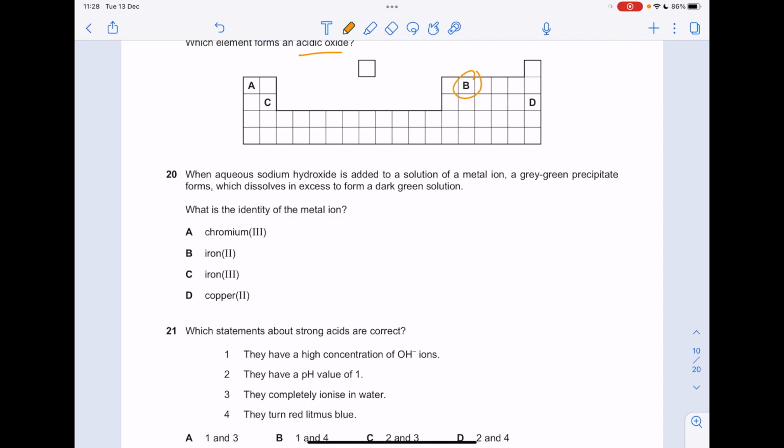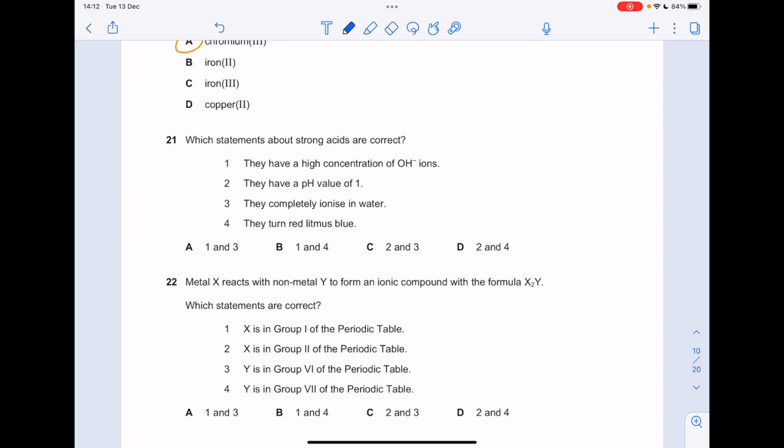When aqueous sodium hydroxide is added to a solution of a metal ion, a grey-green precipitate forms which dissolves in excess to form a dark green solution. What is the identity of this metal ion? Unfortunately, these ion tests are just something you're going to have to learn the colour of, and it's actually chromium 3.